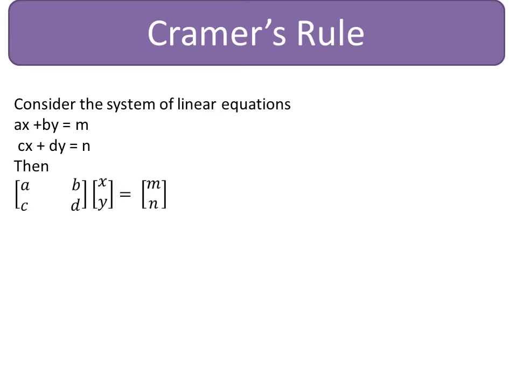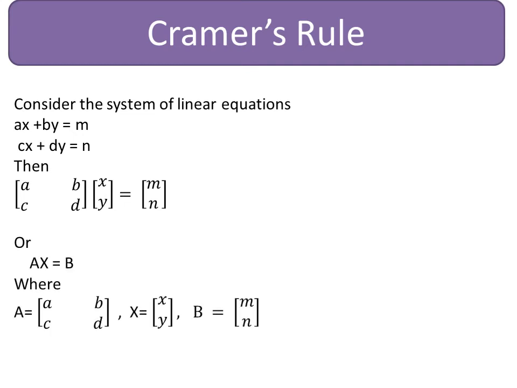In the first matrix, we separate the real numbers a, b, c and d, and in the second matrix we will write the unknown variables x and y, and on the right hand side we will write the remaining real numbers which are m and n. It can also be written as Ax equal to b, where A equal to first matrix, x equal to second matrix and b equal to third matrix.